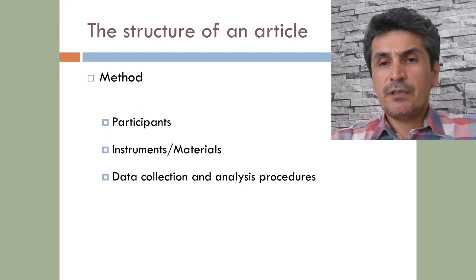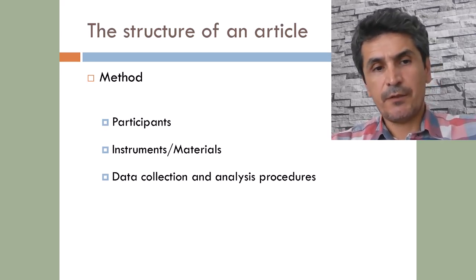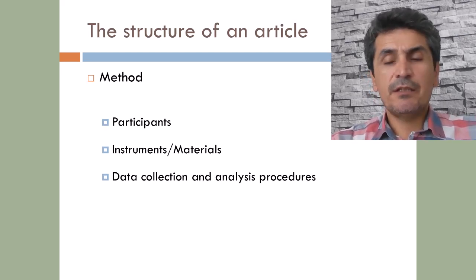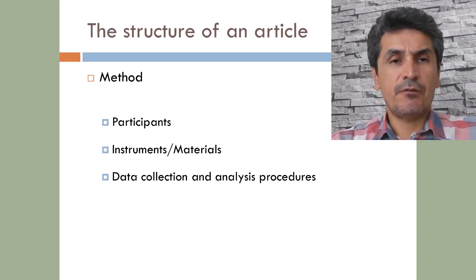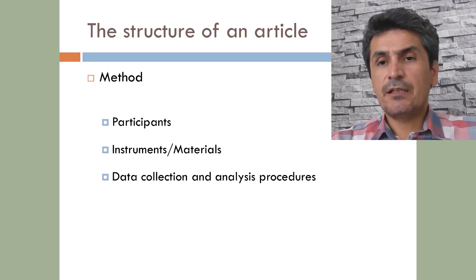I'm not talking about the ones that you will give as results of your study. This is like describing your sample. And then another thing that you need to mention in the method section is your instruments and materials that you use in your study. So instruments refers to data collection instruments. If you use a survey, you describe it.